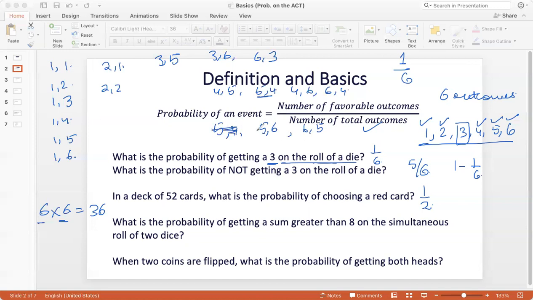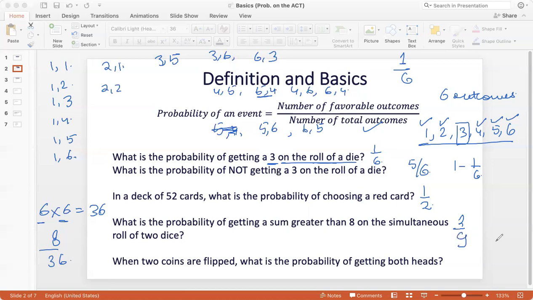And that's it, right? So we notice that with 3 and 6, 6 and 3, 4 and 5, 5 and 4, 4 and 6, 6 and 4, 5 and 6, and 6 and 5, we get a sum which is greater than 8. So we have 1, 2, 3, 4, 5, 6, 7, 8. We have 8 outcomes which give us a sum greater than 8. So the required probability would be 8 over 36, which is 2 over 9, right?